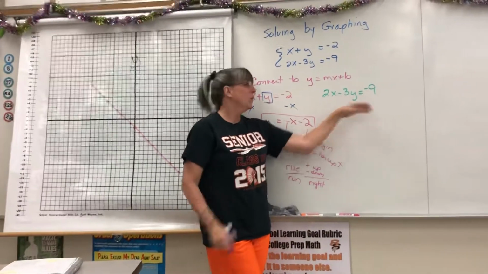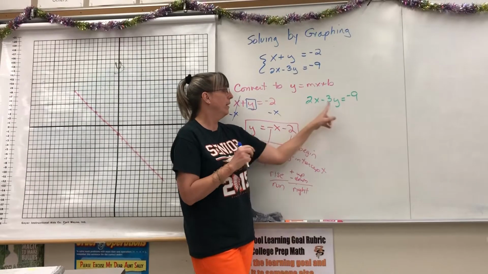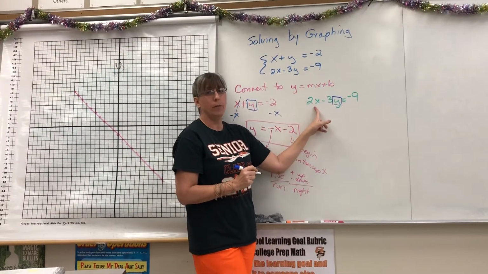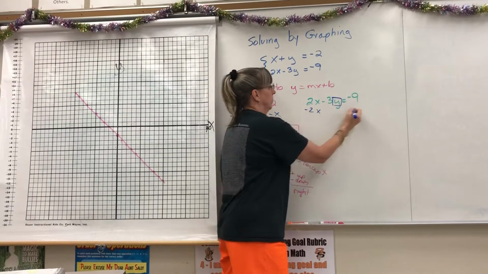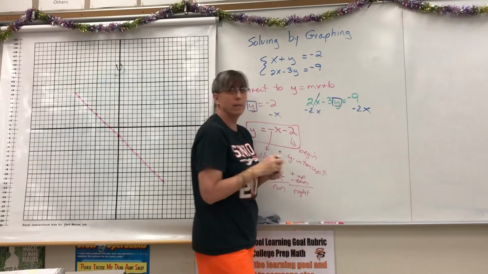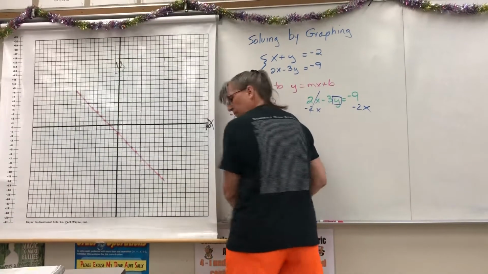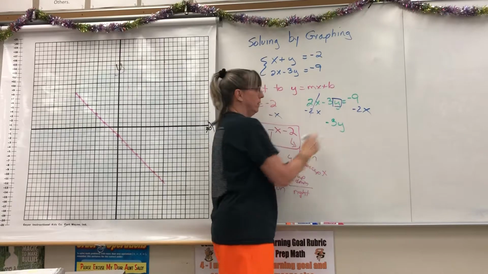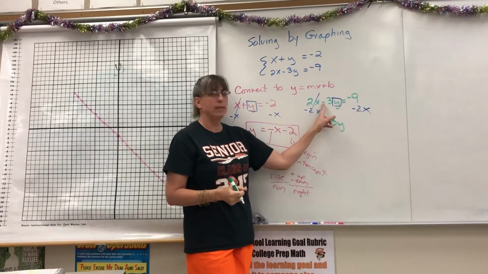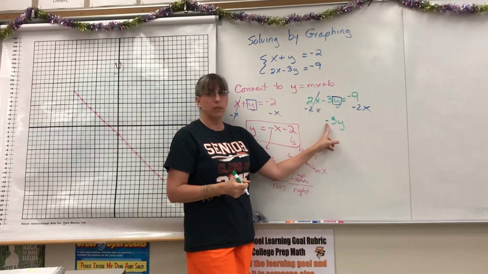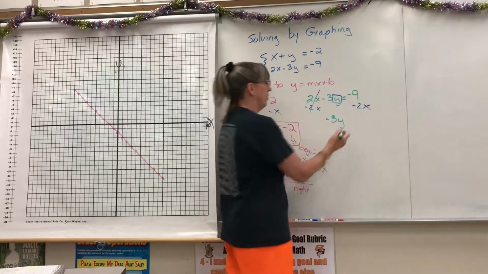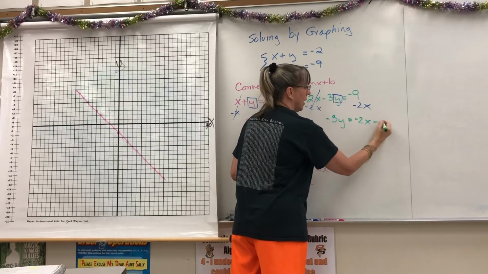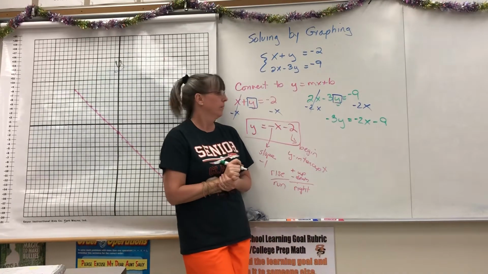2x minus 3y equals negative 9. Okay, here again we're solving for y only. So subtract off the 2x. That cancels. Okay, bring down the entire y term. That minus sign goes with the 3. This is the biggest problem right here, is forgetting that negative. Write this as you see it. Minus 2x minus 9. Okay?